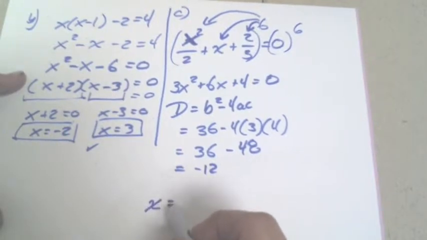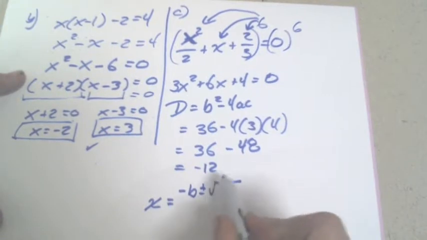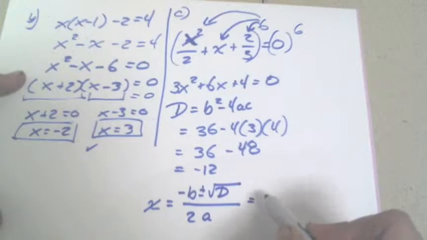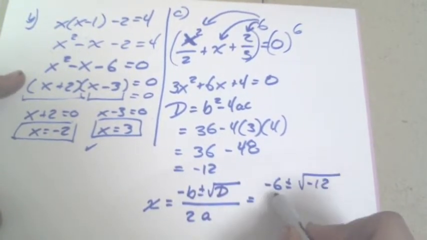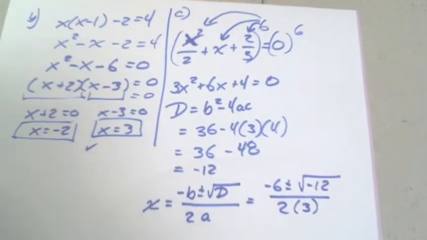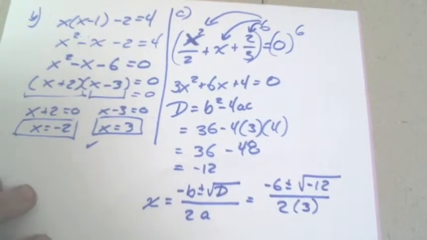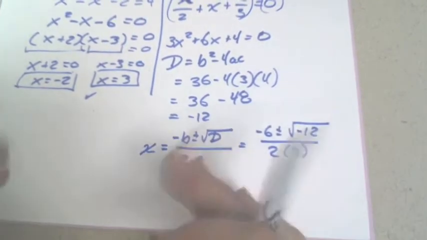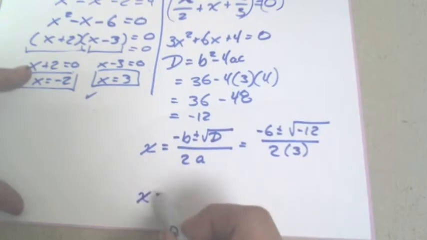The quadratic formula says negative b plus or minus the square root of b squared minus 4ac, but that's our discriminant, over 2a. So that'll be negative 6 plus or minus the square root of negative 12 over 2 times 3. And again, that's why I showed you this on the video for the quiz, why I like doing the discriminant first, because then you can just plug the discriminant in. But however you like handling your quadratic formula, it's up to you. It's your quadratic formula. Have fun with it.